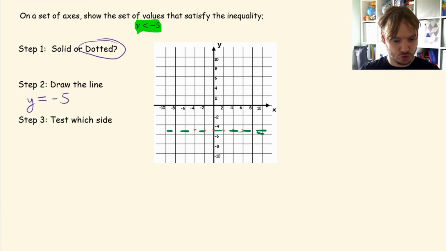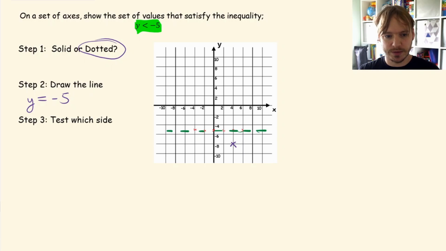It's not the best straight line ever, but I am trying to do this on a computer. So this dotted line here is kind of the edge of our inequality. And the final thing we need to do is to test which side. Should this be above or below the line? I'm going to pick a point below the line this time. Let's just test out this one down here.